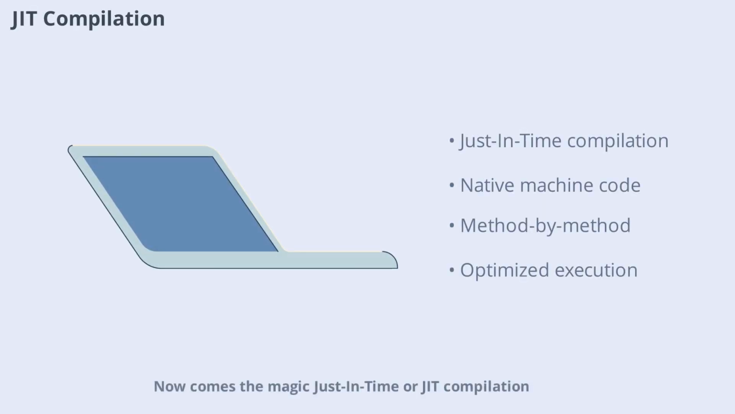Now comes the magic: just-in-time, or JIT, compilation. The CLR passes your IL to the JIT compiler, which converts it into native machine code, actual instructions the CPU understands. This happens method by method, only when needed. Your program isn't compiled all at once. Instead, each piece is converted as it's used.